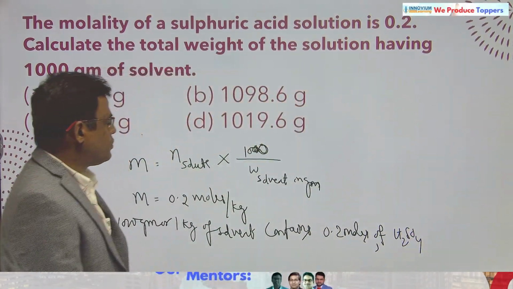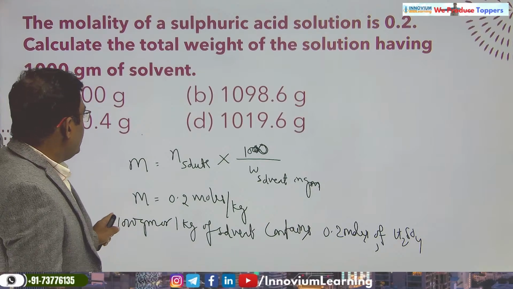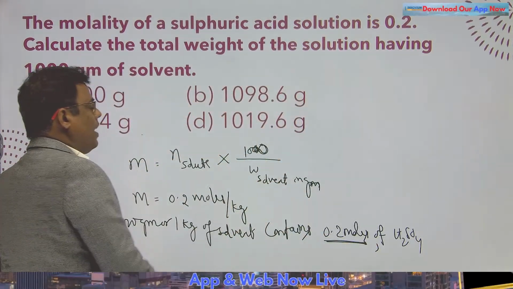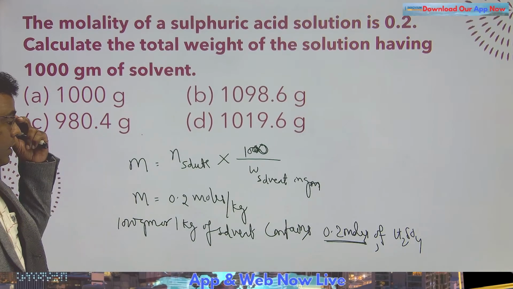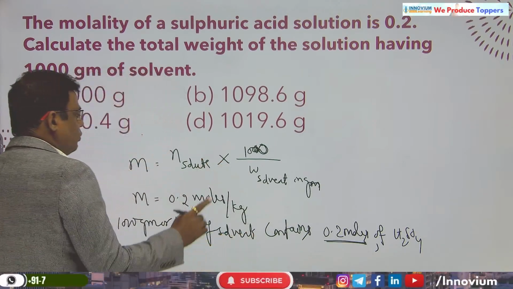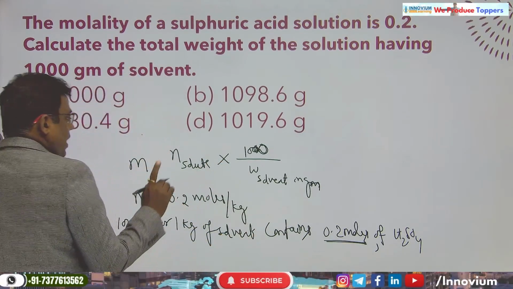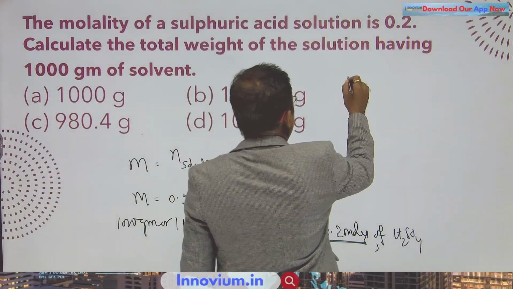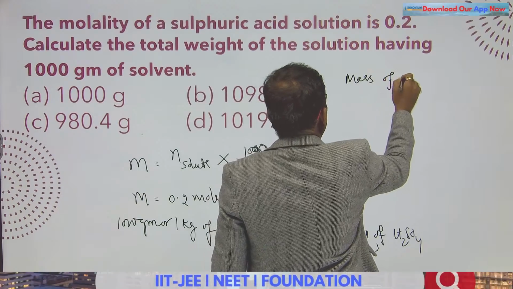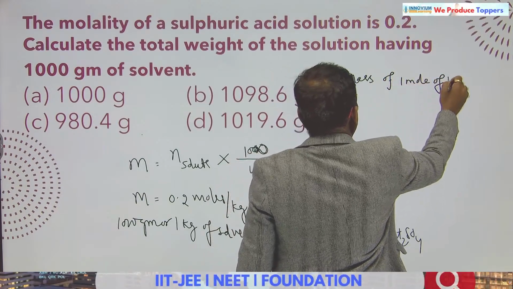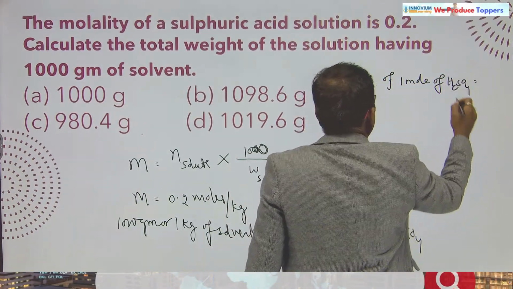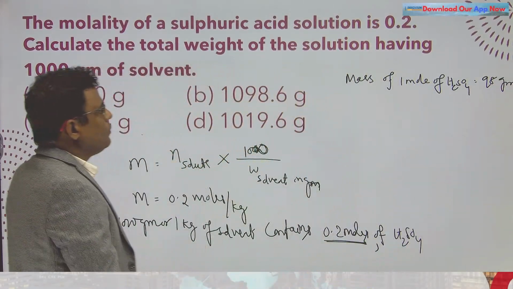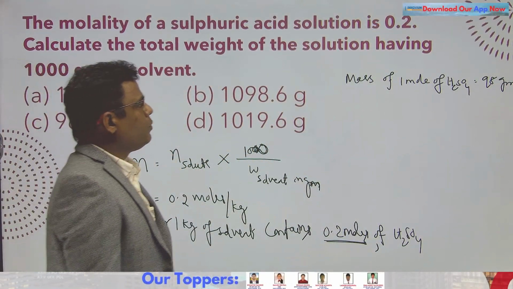Sulfuric acid is H2SO4, correct? So here 0.2 moles of H2SO4. What is the mass of 0.2 moles of H2SO4? Mass of 1 mole of H2SO4 is what? So you see, mass of 1 mole of H2SO4 is 98 gram, right?